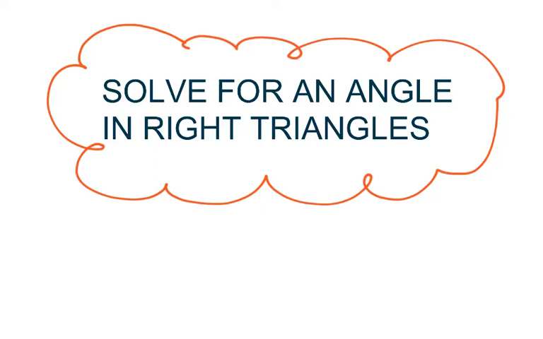Okay guys, here is the third and final video for this particular assignment. We've solved for sides. Before that we got re-familiar with SOHCAHTOA. Now we're going to use SOHCAHTOA to find a missing angle.